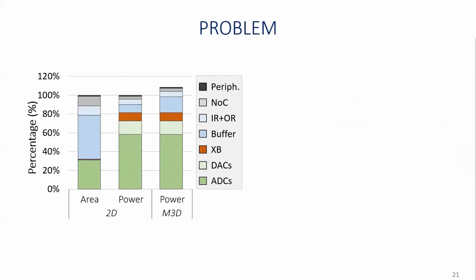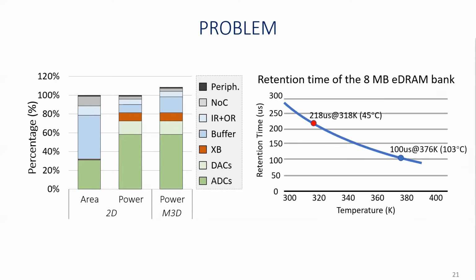We now expect to improve the power efficiency with such a 3D design, right? But the simulation results show that it actually increased the power consumption by more than 10%. The reason is that the peak temperature of the chip has increased to 103 centigrade due to the increased power density in the bottom ADC layers. This increased temperature caused the retention time of the eDRAM buffers to decrease by 2x, as I show you in the right figure, and hence it results in 2x more refresh energy.